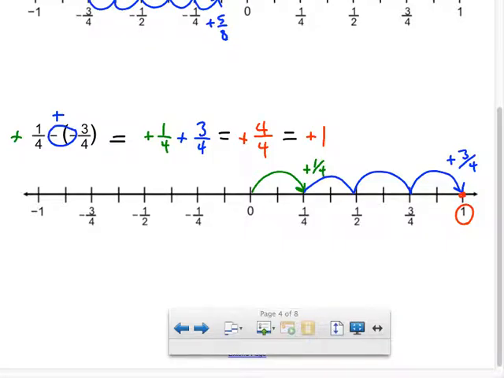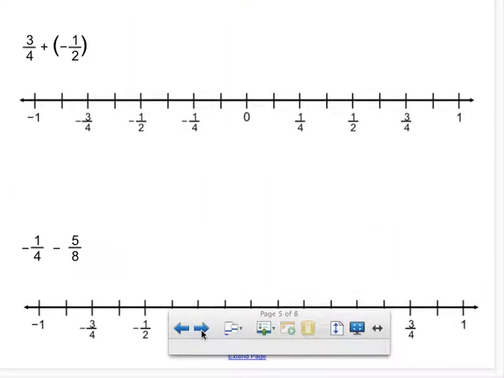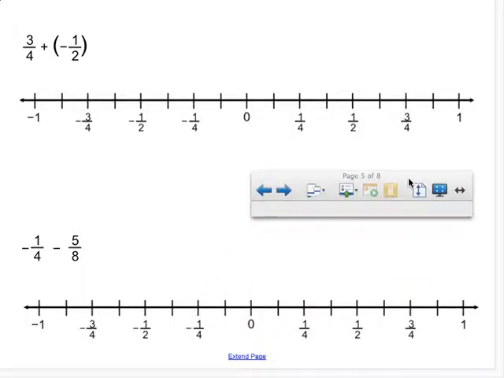Okay, notice the difference between this problem and the first problem. If they're both the same sign, they're not going to overlap. Do you guys understand? When they're different signs, they overlap. When they're the same signs, they don't overlap. So moving right along, let's do these two really quickly. And then we're going to do our quick check.